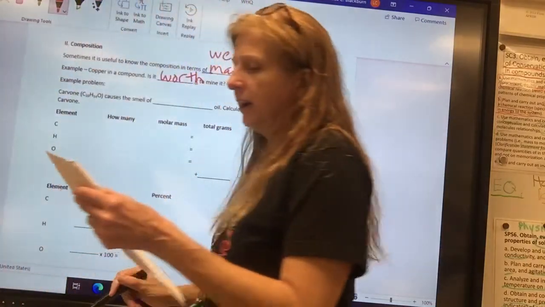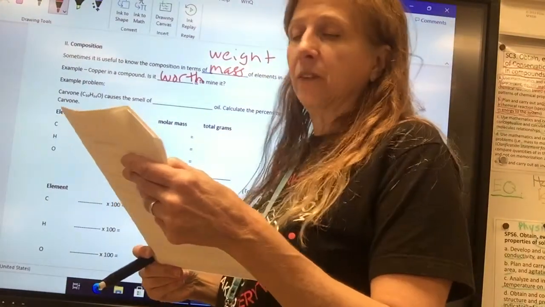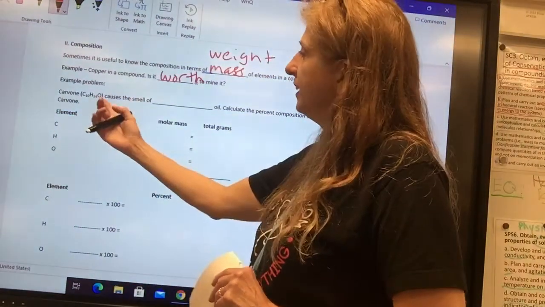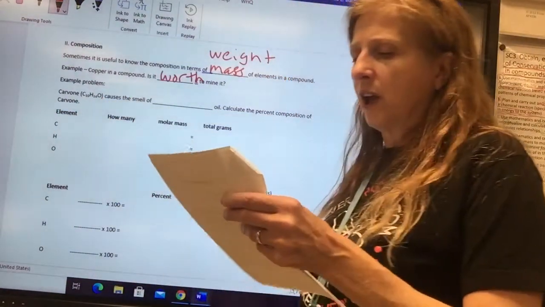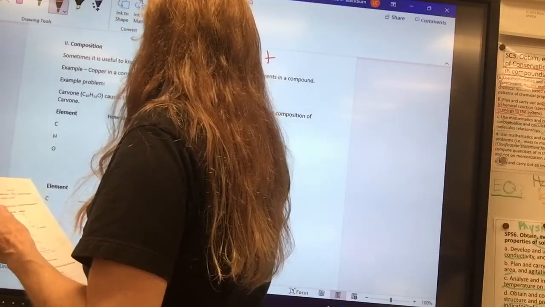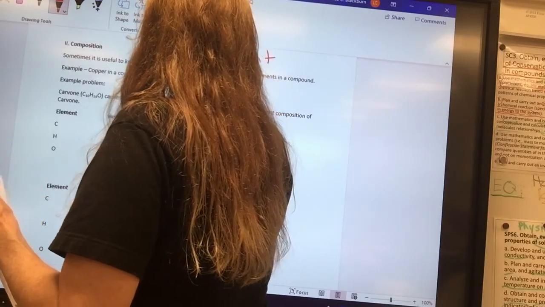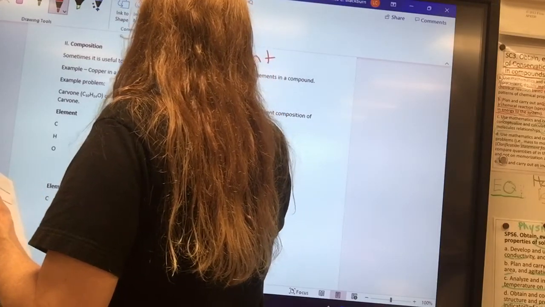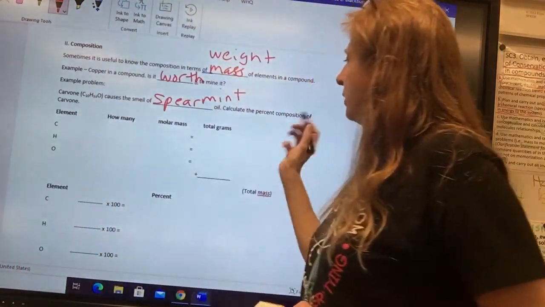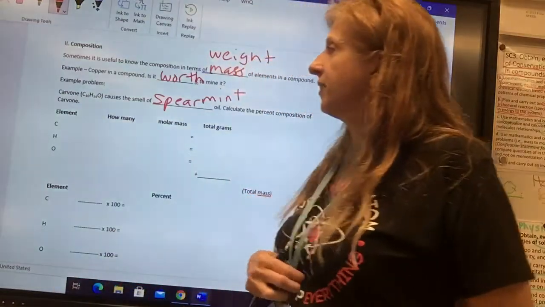Okay? So, here is an example problem. So, Carvone, I'm sure I'm saying that right, C10H14O causes the smell of spearmint. We made some of these smells. This is not one we made, but it's spearmint oil. We want to calculate the percent composition in this. So, this is how you do it.